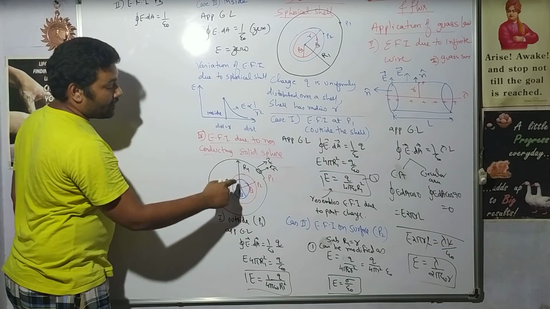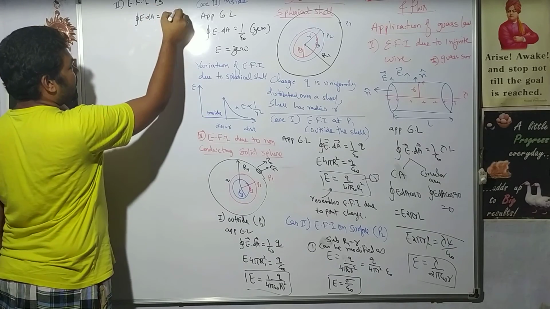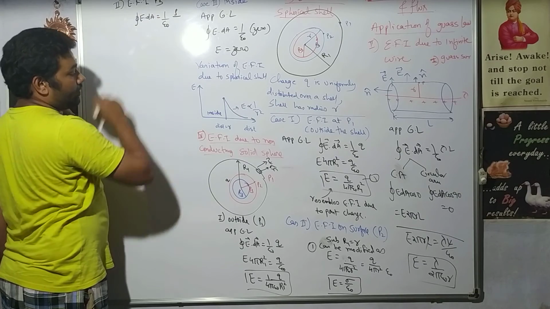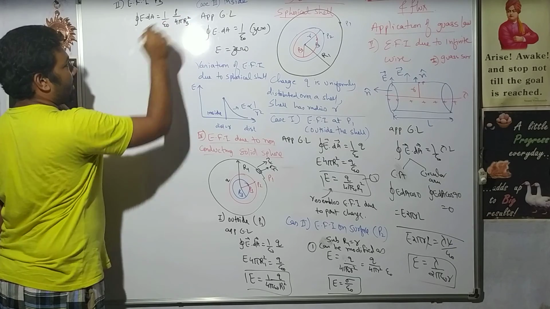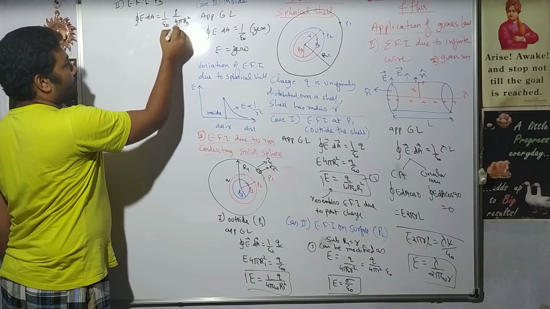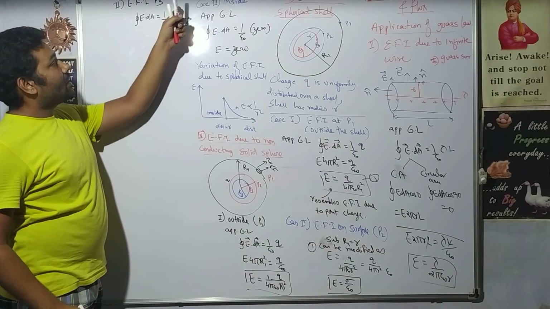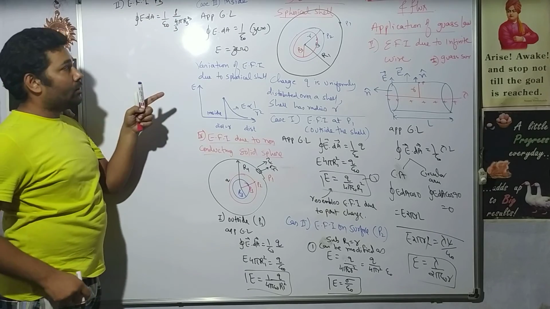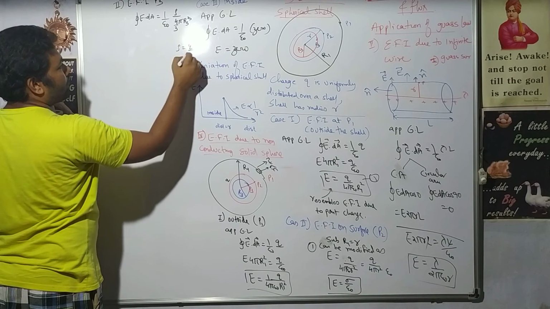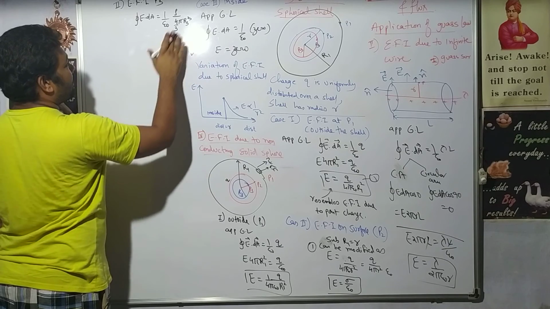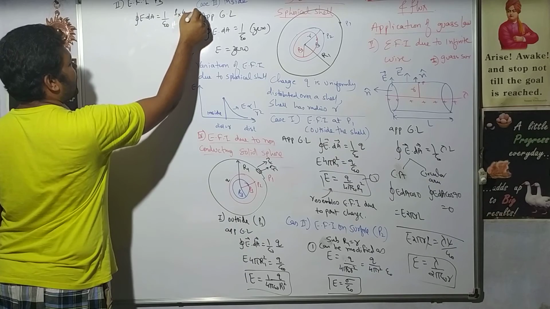So here, what will be the charge enclosed by this sphere? The charge enclosed will be found from the charge density, rho, which is charge per unit volume. It is a solid sphere, so it has a volumetric charge density. We know that density is charge per unit volume, so charge will be density into volume. It will be density into volume. Volume is 4 by 3 pi r3 cube.